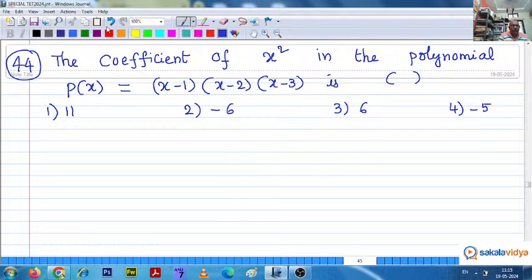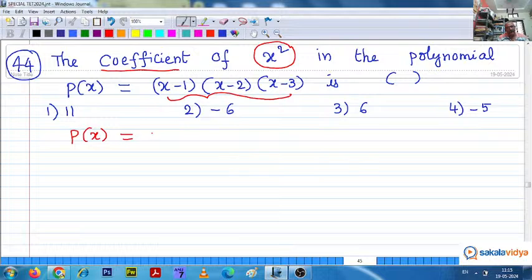See, it's a very important question. This is the coefficient of x square in the polynomial (x minus 1)(x minus 2)(x minus 3). You want to multiply this out. So now p of x is equal to, you can write first (x minus 1)(x minus 2), which means x square minus 2x minus x plus 2, again multiplied with (x minus 3).